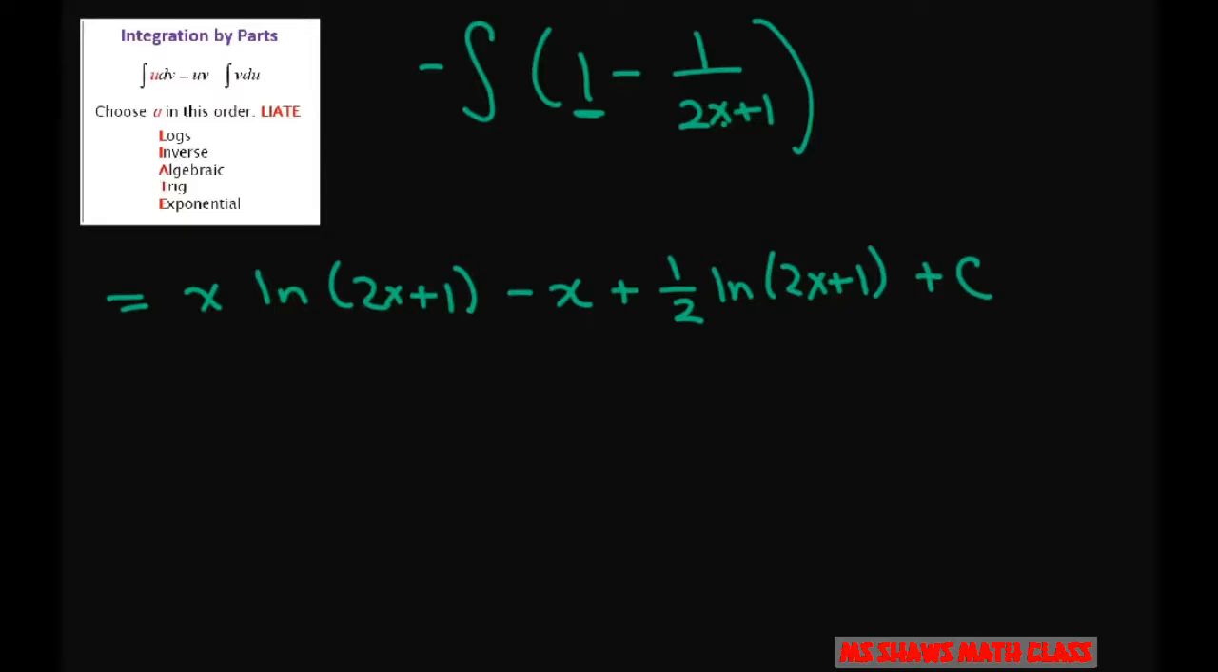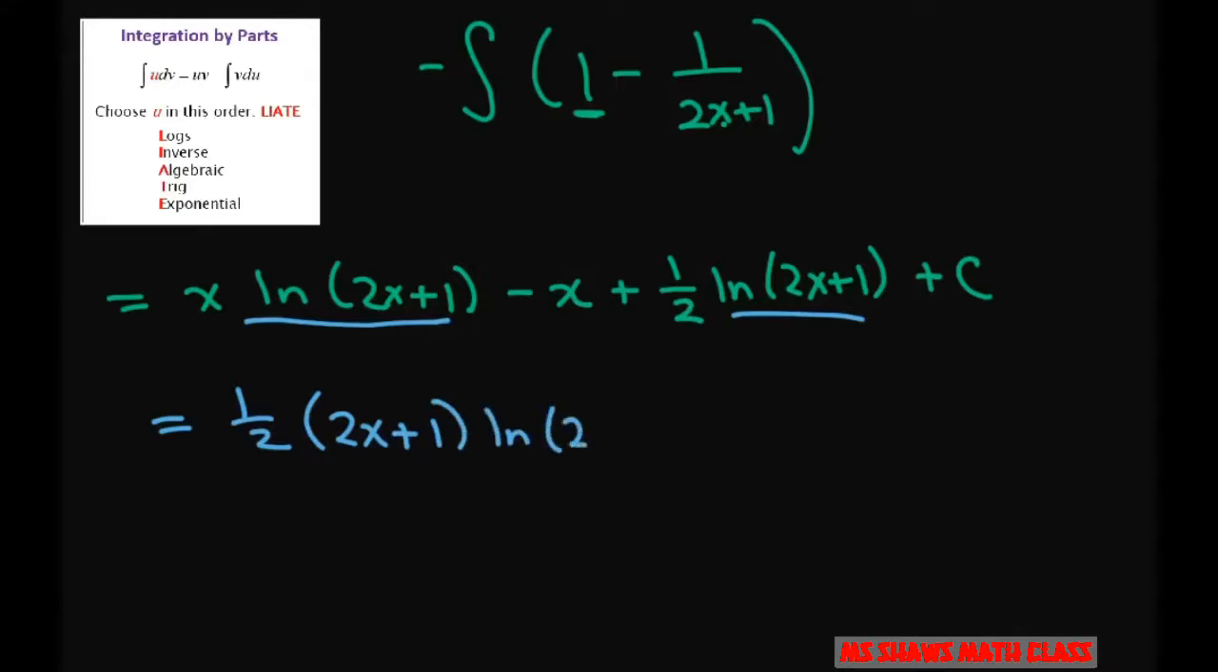And simplifying that further, we have 2 of these here. So the way I can write this is equals 1/2 times 2x plus 1 times ln of 2x plus 1 minus x plus c. It's mainly just putting it all together by grouping. And that would be your final answer.